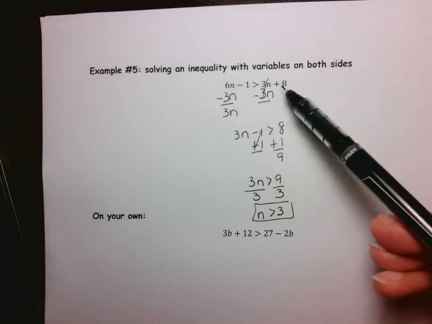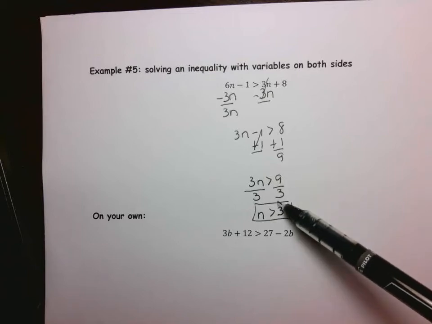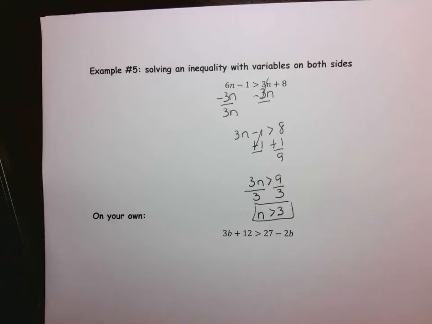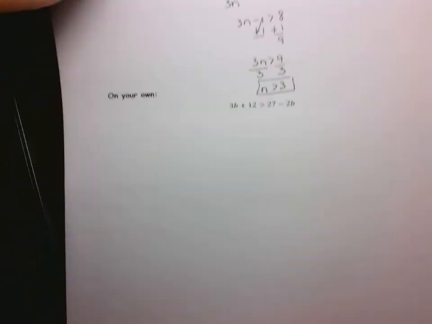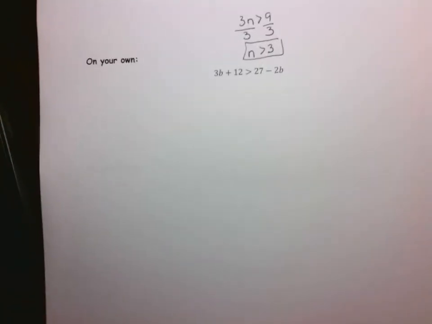What was that? 1, 2, 3, 4, 5, 6, 7, 8, 9, 10, 11, 12. This should take you 12 lines if you're doing it step by step by step and showing all your work so you don't make a mistake. Okay, go ahead and hit pause and work this out on your own.